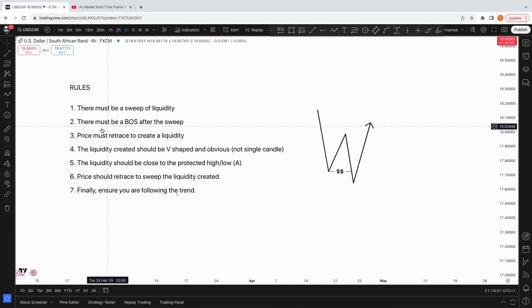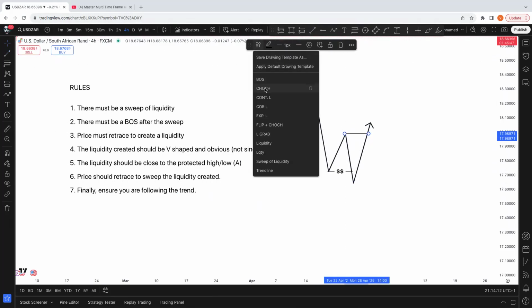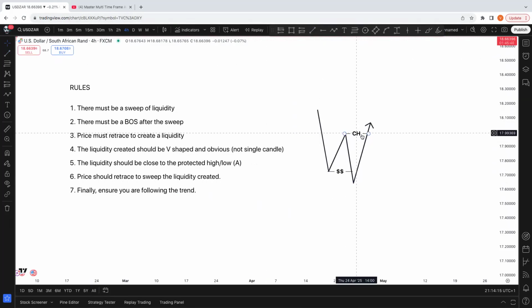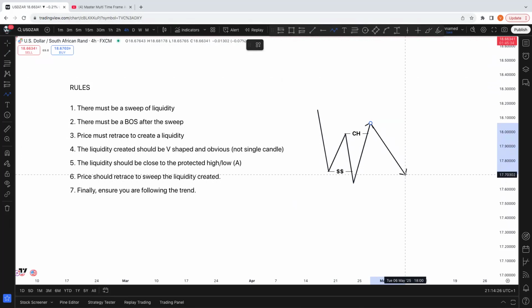Now, what's the second rule? It says there must be a BOS after the sweep. Yes, a BOS or a change of character, right? Okay, this is it. There must be a change of character after the sweep, right? And the number three rule says price must retrace to create a liquidity. That means after creating a change of character, price must come here, create a liquidity, and then move to continue the trend.